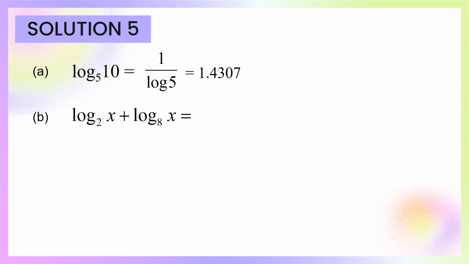Let's look at question A. We want to evaluate log 10 to the base of 5. So we need to change the base to base 10. Then it becomes log 10 to the base of 10 over log 5 to the base of 10. And then log 10 becomes 1, so it is 1 over log 5. Alright, so then we calculate, and we get 1.4307 correct to 4 decimal places.